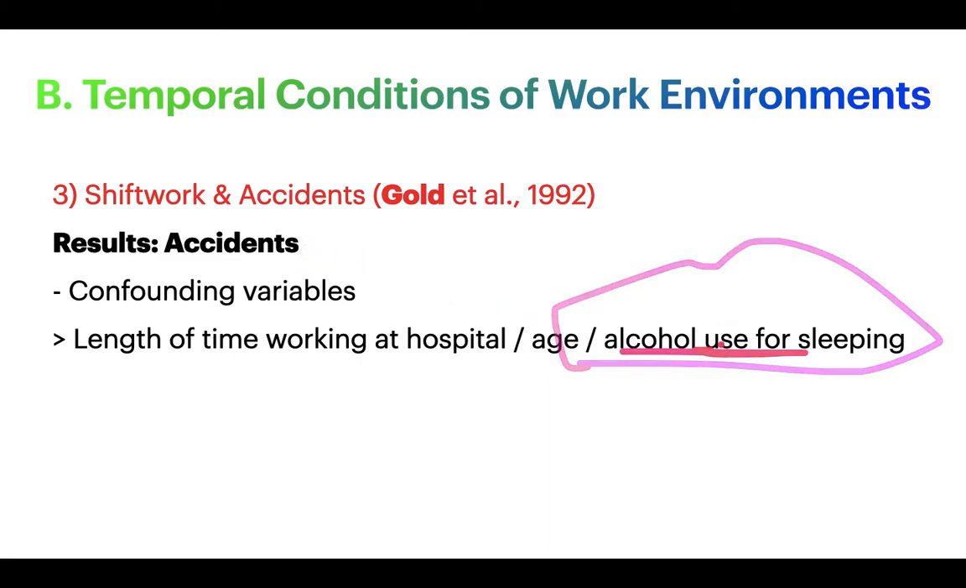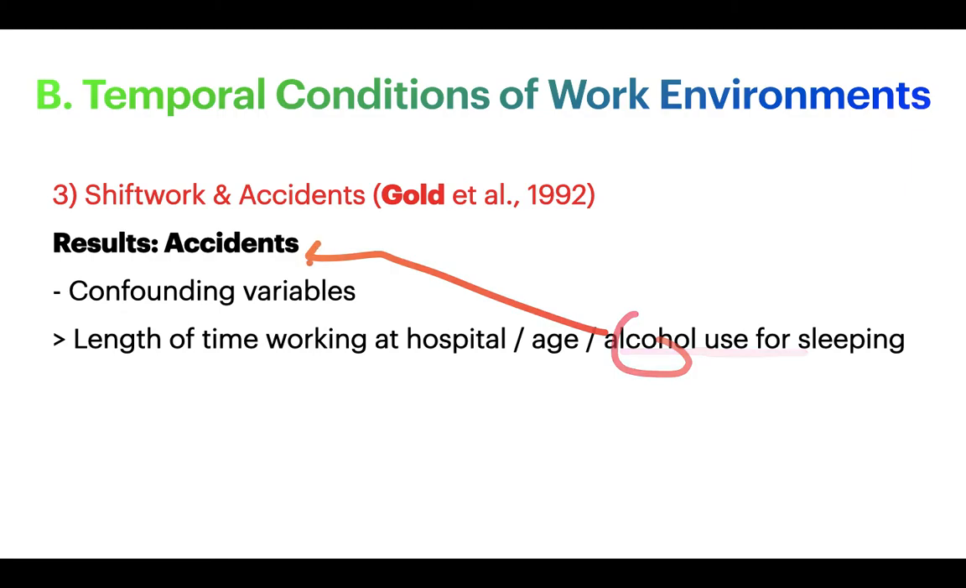This could also affect you, right? People who use alcohol. This could be a confounding variable. We don't know whether it's the shift work that's causing the accidents, or is it the alcohol that's causing them to make accidents? Is it their age which is causing them to make accidents? Is it the time that they work at the hospital causing them to make accidents, right? How long they've been there, right?